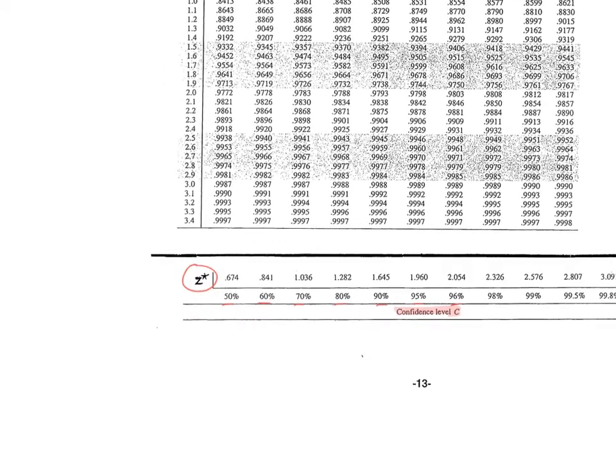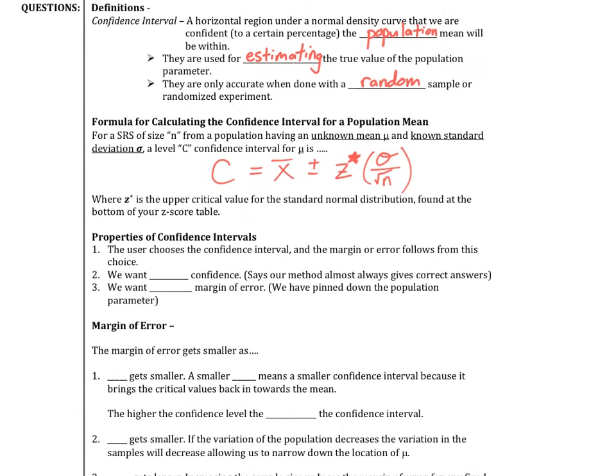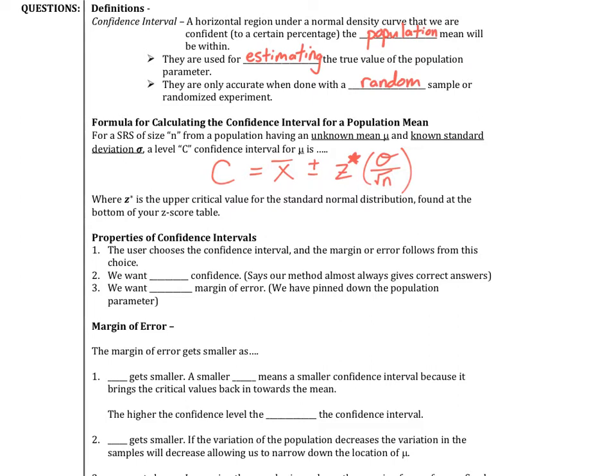Okay, so we're going to use that chart. If you have the chart on Canvas, open it up. If you have the hard copy, the paper, take that out because you'll need that. So there's the equation for confidence interval. And Z star is the upper critical value for the standard normal distribution found on the bottom of your Z-scores table. So that's what we just showed you.